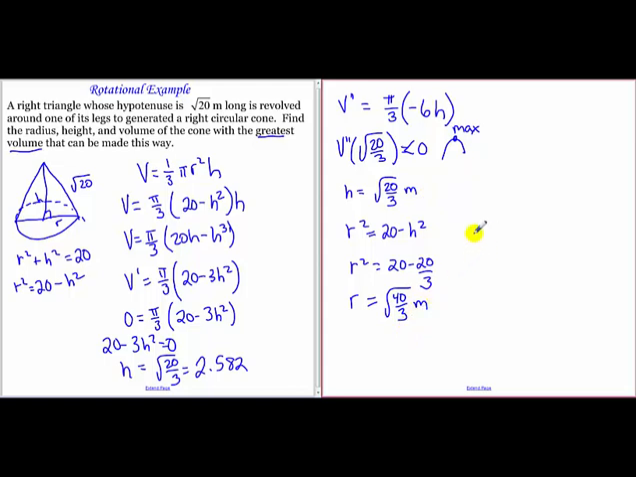So then plugging that in for volume, we get pi over 3, r squared is 40 over 3, and h is the square root of 20 over 3. Now, I'm personally okay if you leave it like that. Math Excel, they might want you to round this to 3 decimal places. So it's just a matter of putting these values in your calculator and finding out exactly what they are.